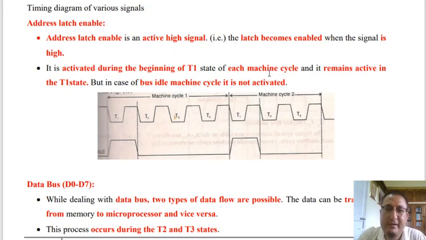So there are 8 multiplexed address data lines starting from AD0 to AD7. So whenever the latch is enabled at T1 state, then AD0 to AD7 will function as A0 to A7. Now, that is the utility of address latch enable. So address latch enable, again I'll repeat it, it is an active high signal. It is activated during the T1 state of the machine cycle, and it will remain active till the T1 state, and it enables the address multiplexed data lines to be used as address lines in the T1 state of the machine cycle.